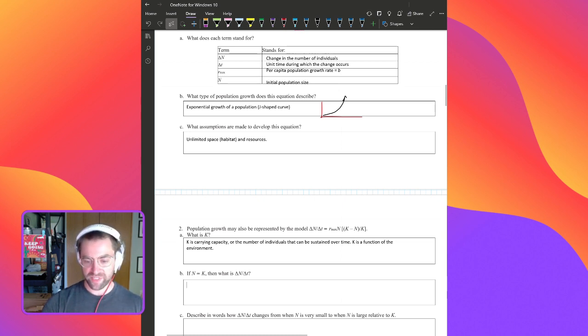So if N, the initial population size, equals K, the carrying capacity, then what is delta N, the change in the number of individuals over the time interval? If delta N over delta t equals 0, there's no change in the population size over time, right? If we're at carrying capacity, at the limit of what the environment can support, there can be no growth. And so the change in the number of individuals couldn't be positive. It would have to be 0.